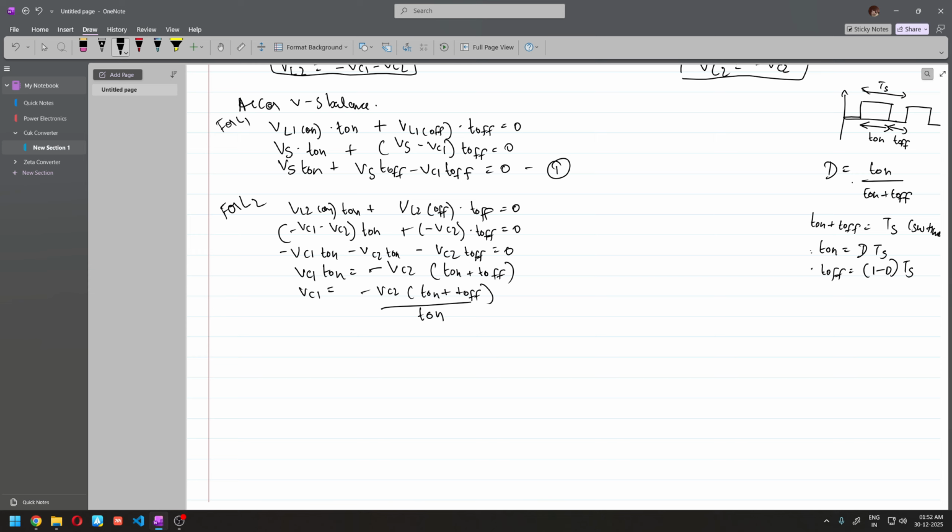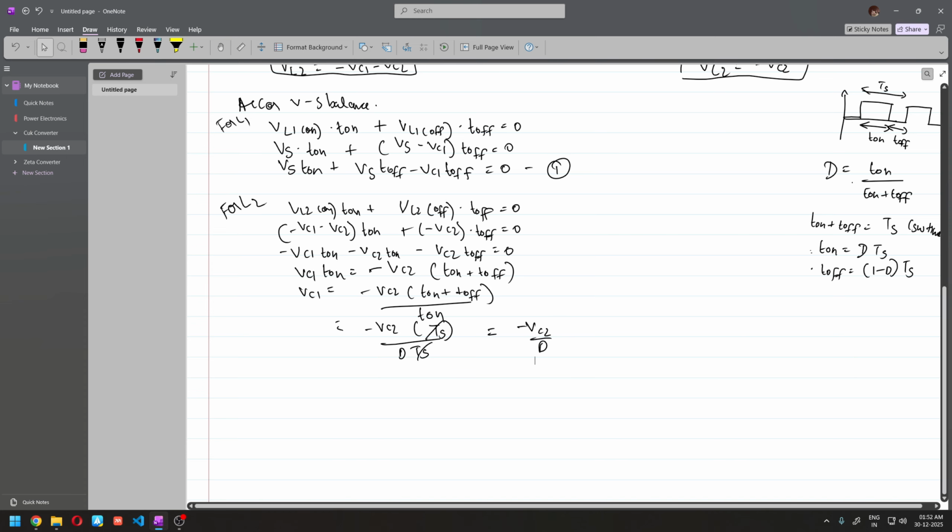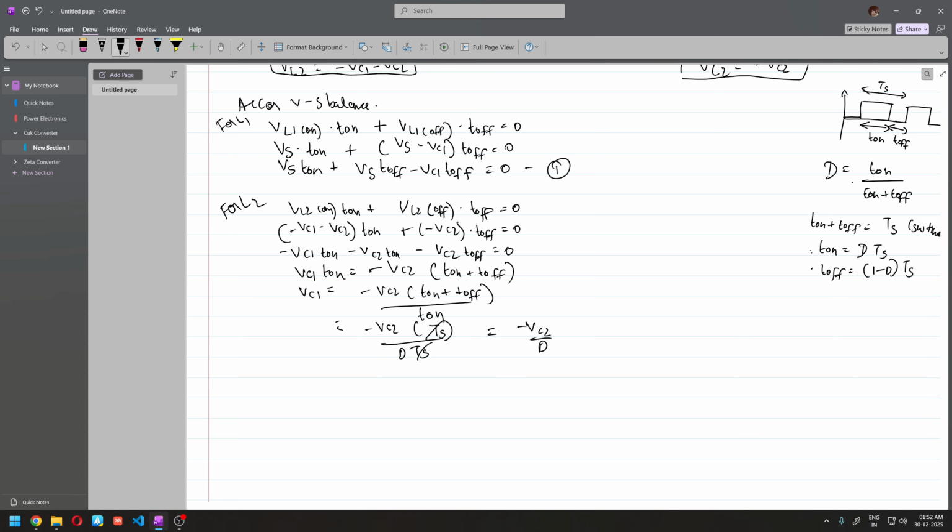So if we just substitute this here, we're going to get minus Vc2 times Ts, which is T on plus T off, divided by, and substituting this, T on is D times Ts. So this thing and this thing will get cut. So you get this as minus Vc2 by D. So now that we have this equation, we can go back to this equation number 1, and we'll substitute it in 1.